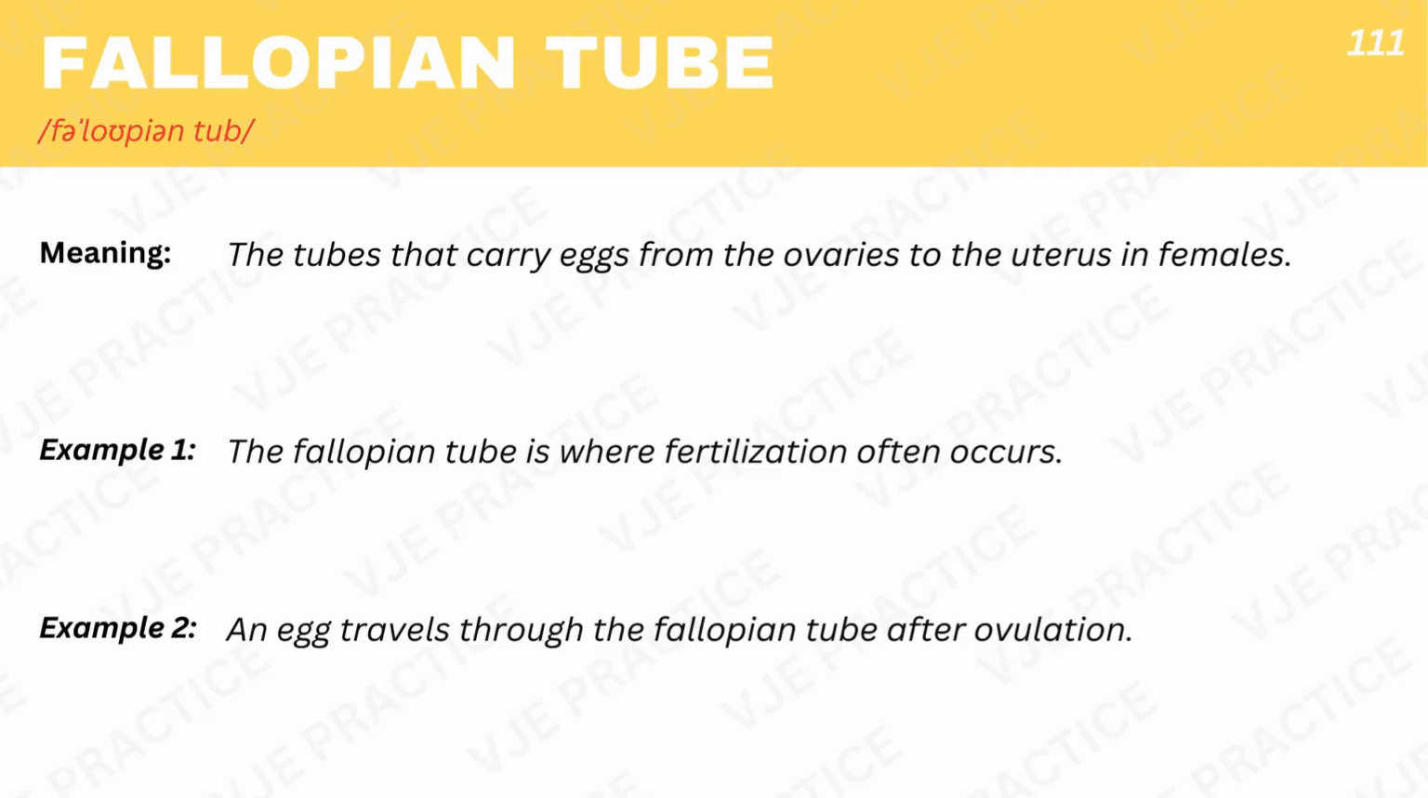Fallopian tube, the tubes that carry eggs from the ovaries to the uterus in females. Example 1. The fallopian tube is where fertilization often occurs. Example 2. An egg travels through the fallopian tube after ovulation.